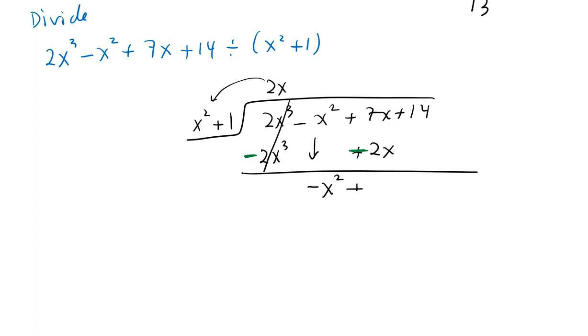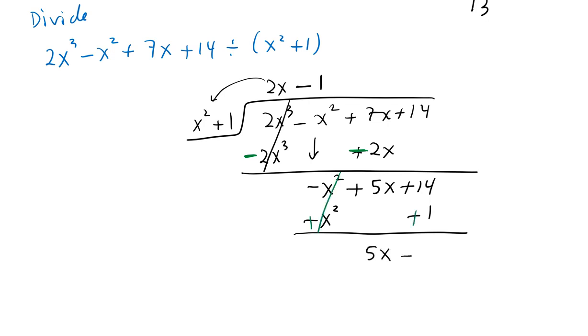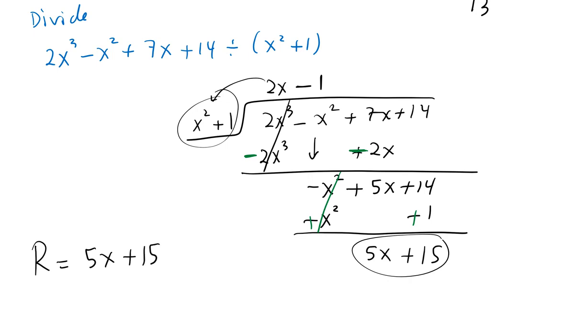Negative x squared plus 5x plus 14. Then minus 1, multiply minus x squared minus 1. Switch the signs. These cancel out. That gives me 5x plus 15. We can't go further because the degree of the divisor is more than this. So you can't multiply or find something more than that. So the remainder here is 5x plus 15. Notice the remainder doesn't always have to be a number. It could be an algebraic expression like the one I just showed you.